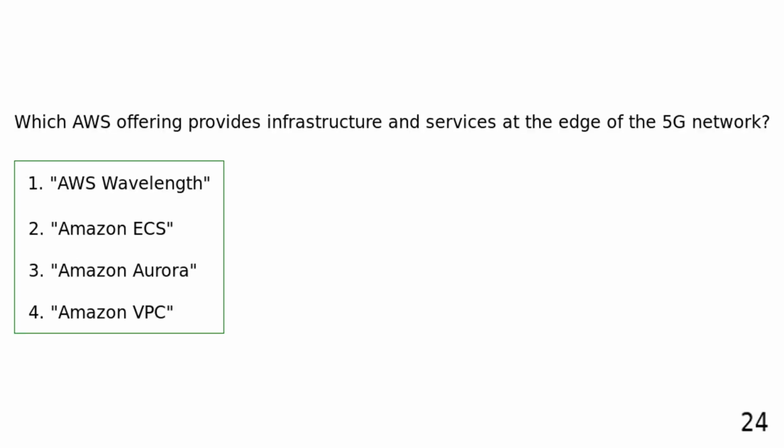Which AWS offering provides infrastructure and services at the edge of the 5G network? AWS Wavelength, Amazon ECS, Amazon Aurora, Amazon VPC. AWS Wavelength provides infrastructure and services at the edge of the 5G network.